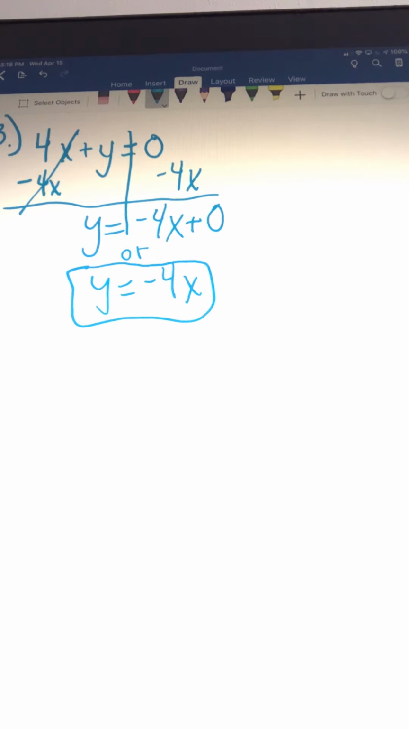Now we do a function table. Again, I'll give you your values. Most of the time your values for x will be negative 2, 0, and 1. Pay attention though to the values that I give you because they won't always be the same. So now we're going to take and plug in these values.